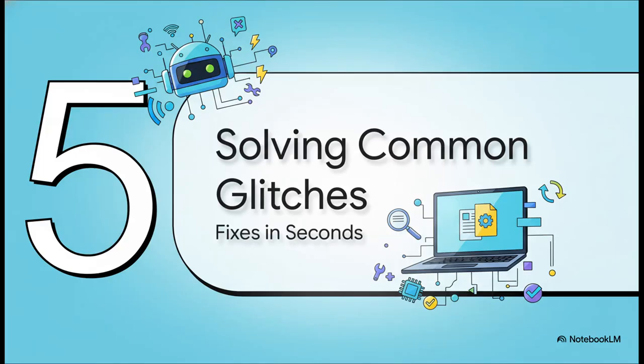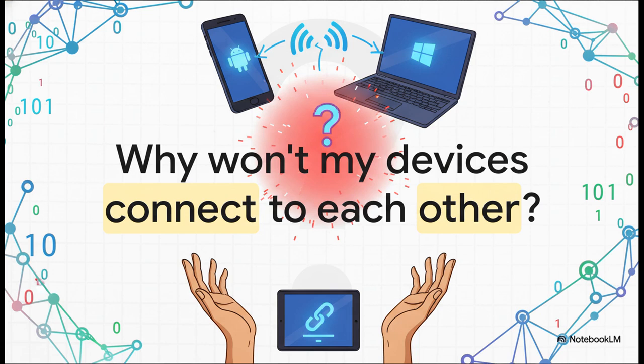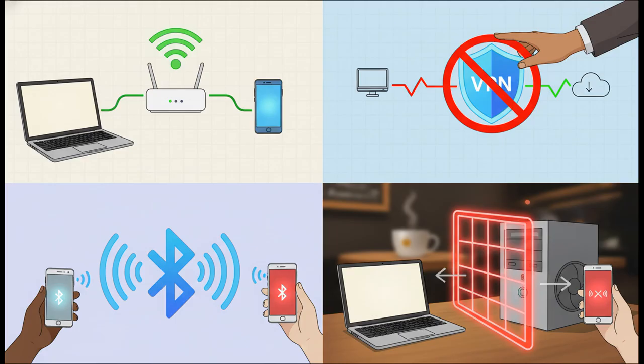Now look, even the best tech can have a little hiccup now and then, so let's get ahead of the curve and talk about a few common issues you might run into. That way you can fix them in a flash. This is it. This is the number one question we see. I've installed it all, I've followed the steps, but my phone just can't see my PC. What is going on? Don't worry, the fix is usually really simple.